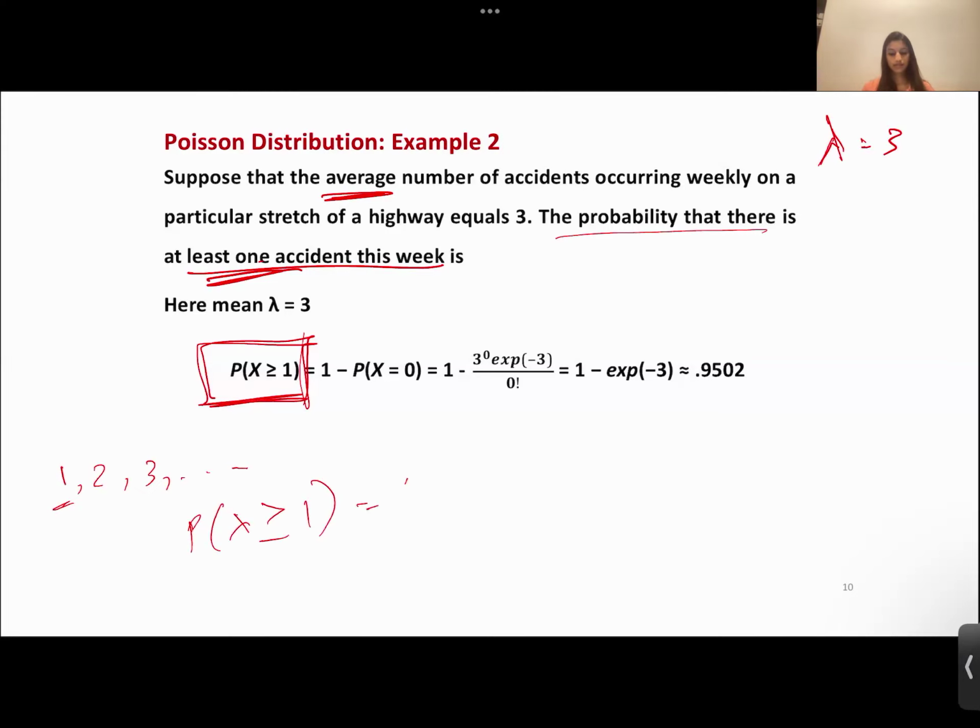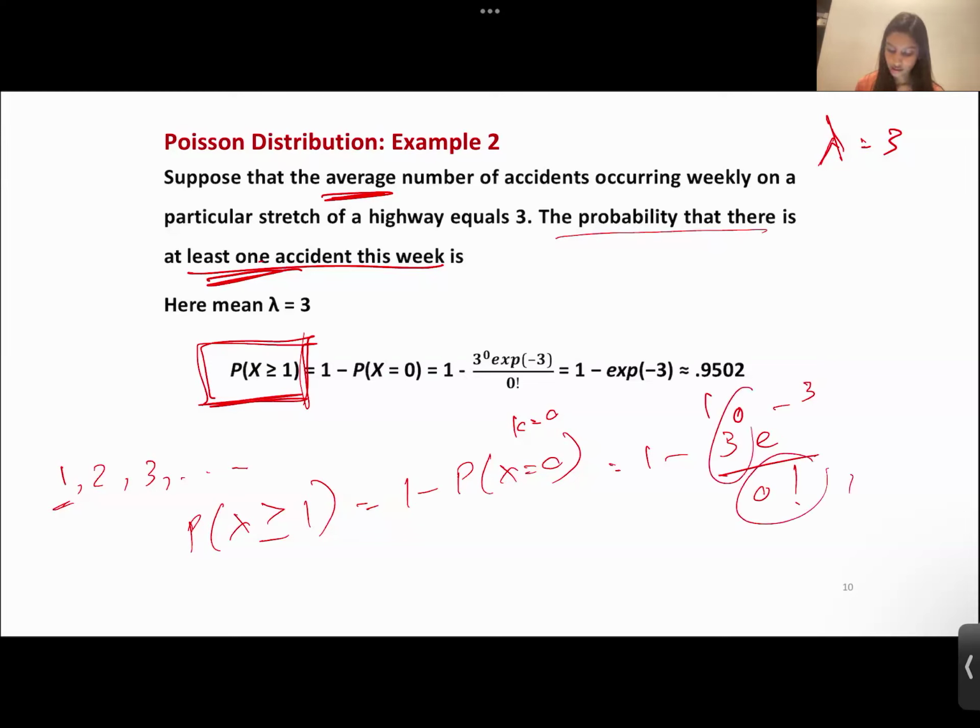This can also be written as 1 minus P of x equal to 0. You just do 1 minus, applying k equal to 0 in your equation. We have lambda 3, lambda to the power 0, e to the power minus 3, divided by 0 factorial. Lambda to the power 0 is 1, and 0 factorial is also 1. So you just have 1 minus e to the power minus 3. Solving this gives the probability that there's at least one accident that week.